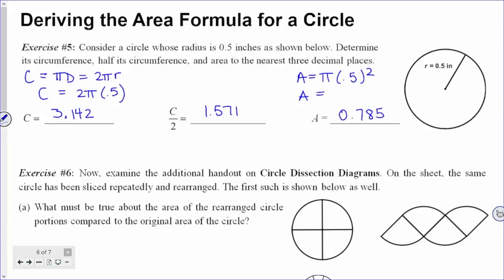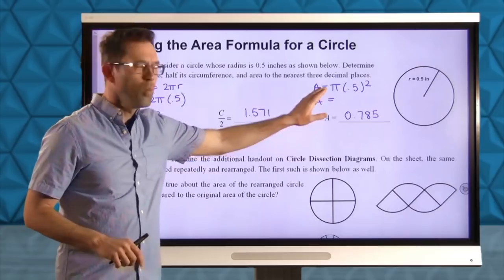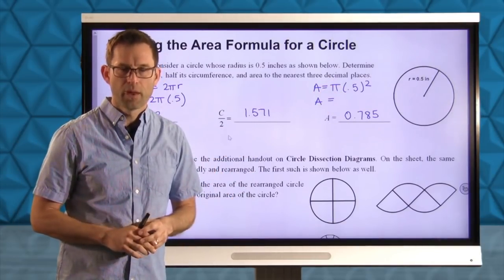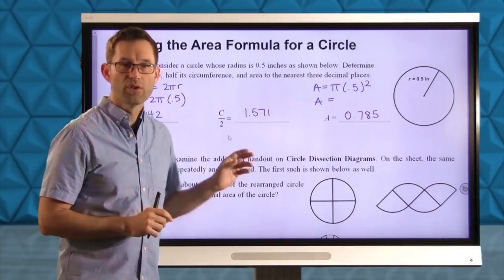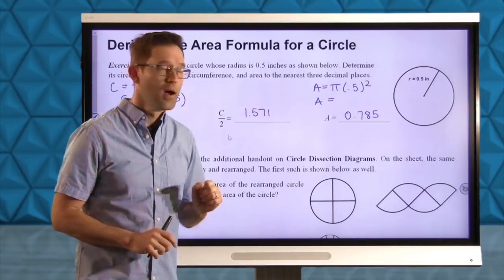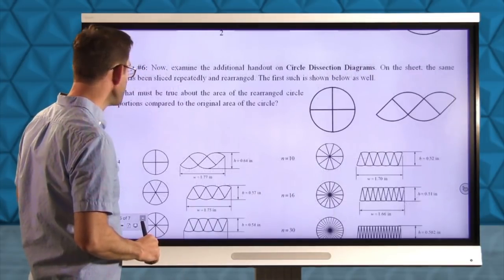0.785. All right. So where does this come from? Where does pi times r squared come from? Well, we're going to explore that now using this particular circle, a circle with a radius of 0.5 inches, in the next exercise.